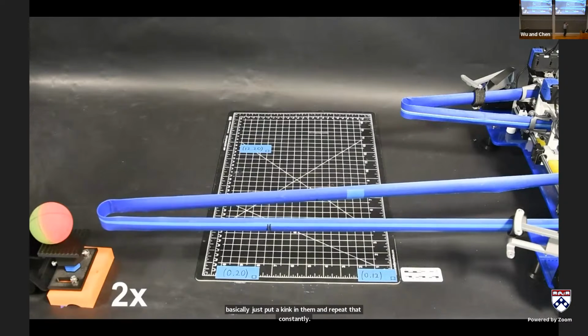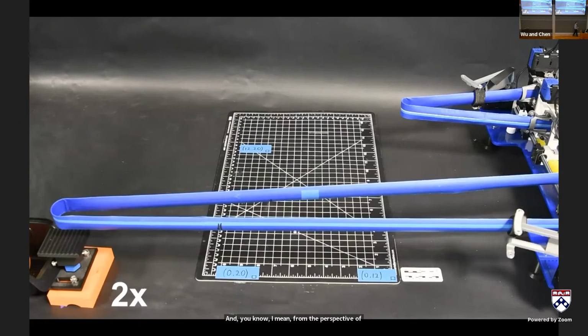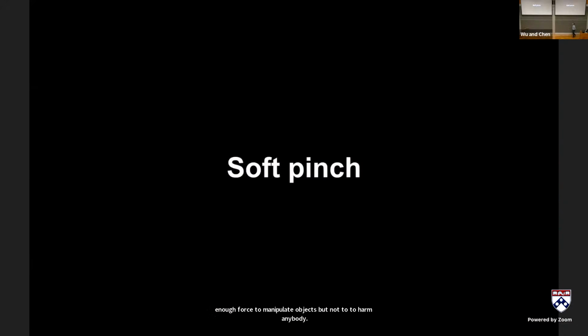And, I mean, from the perspective of soft robotics, they're inherently safe. They're strong in regions where you want them to be strong. They're weak in regions where you want them to be weak. They produce enough force to manipulate objects, but not to harm anybody. So I think they have a lot of really interesting applications. And in the context of planar manipulation, I think this is really interesting.